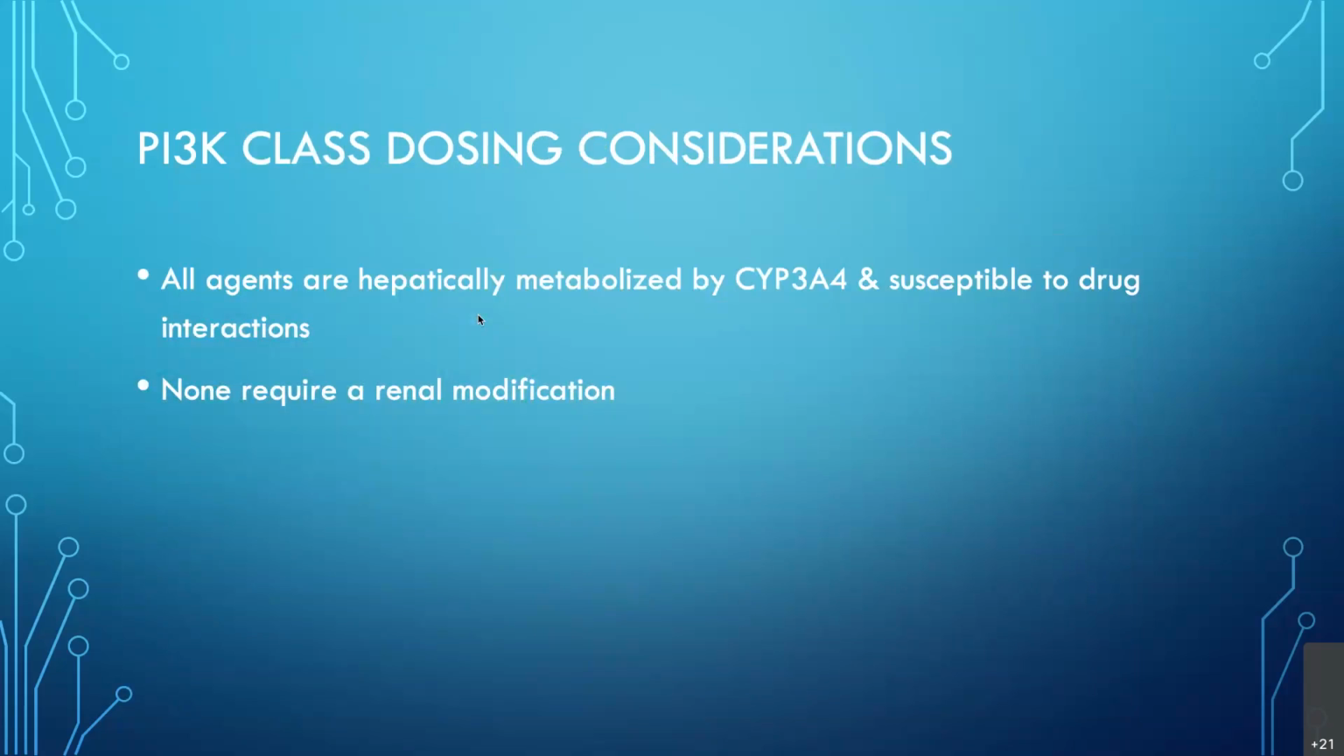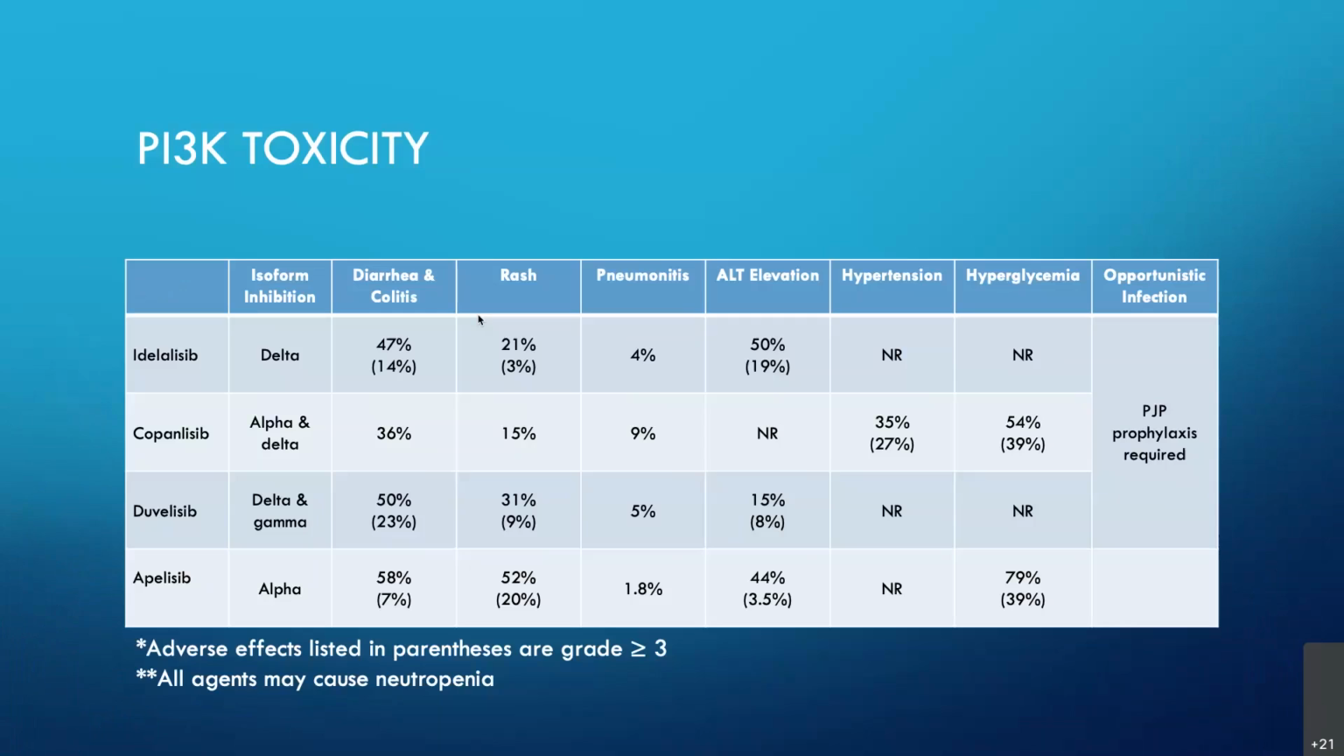From a dosing consideration standpoint, they are somewhat similar in that all are hepatically metabolized by 3A4, susceptible to those relevant drug interactions, and no agents require a renal dose modification. Moving on to the toxicity profile of these, and this is what I think is really limited or makes it a challenge to implicate or to include these in clinical practice.